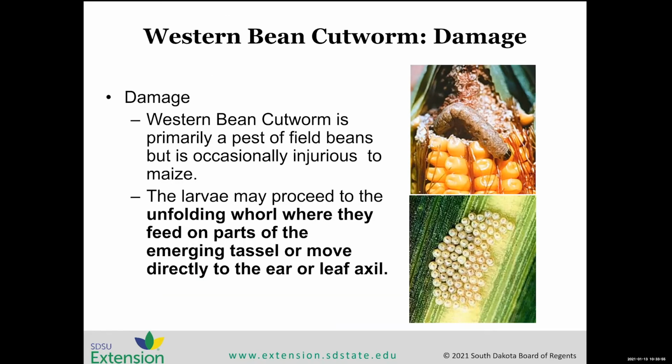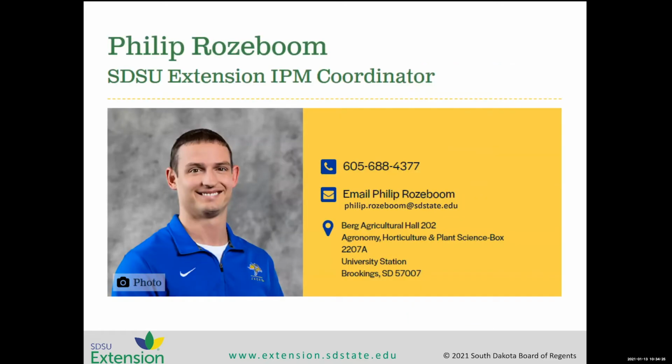Damage of them, the western bean cutworm is primarily a pest of field beans, but is occasionally injurious to corn, to your maize. The larvae may proceed to the unfolding whorl, where they will feed on parts of the emergent tassel and move directly to the ear or leaf axil. So this is one you want to look at later on in the season. Your other cutworms appear more early on in the season. They'll cut your seedlings. This one's later on.